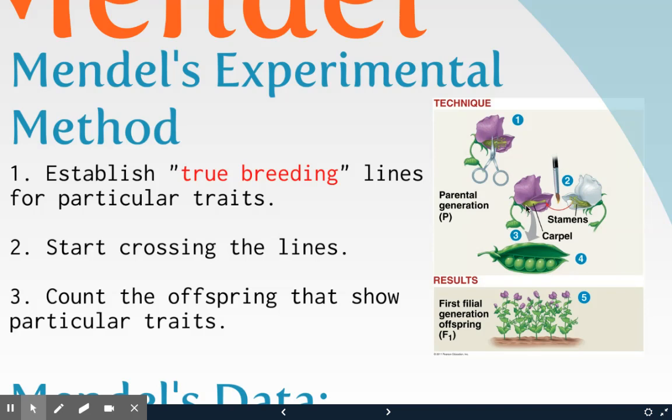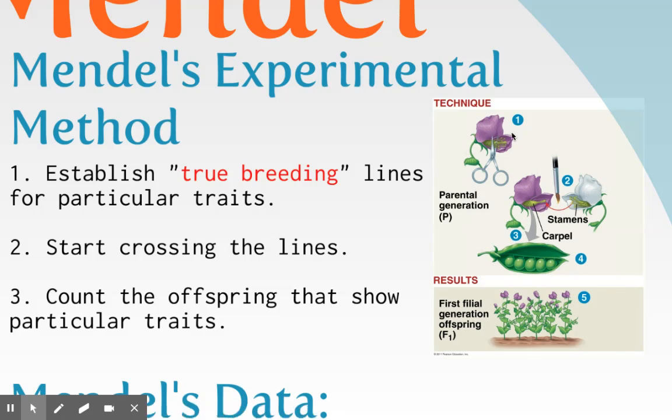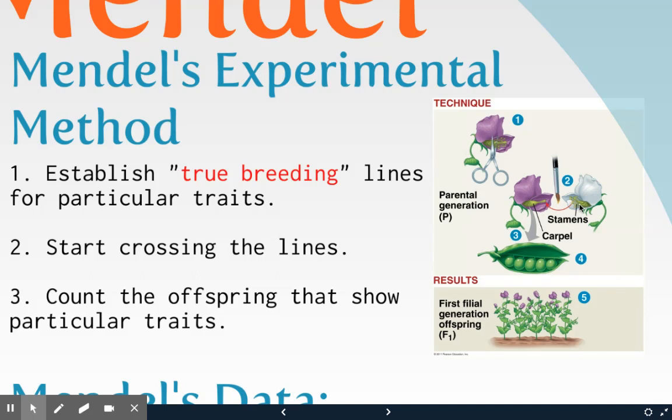So this is essentially like a little uterus here. And he removed the stamen on one flower so it could not pollinate the other. And so he essentially made a female flower and a male flower, even though flowers have both parts. Then he just took a paintbrush, took the pollen from one and inseminated the other. And then he grew what's called the first filial generation, and this is the first offspring.